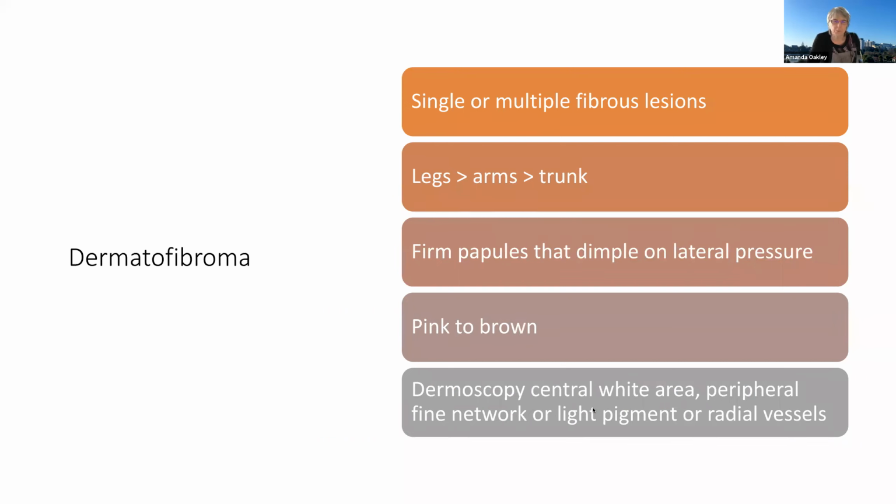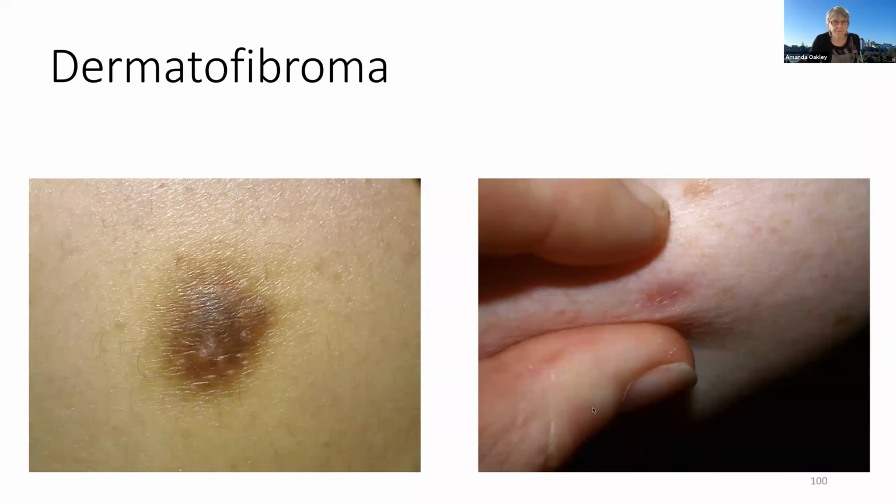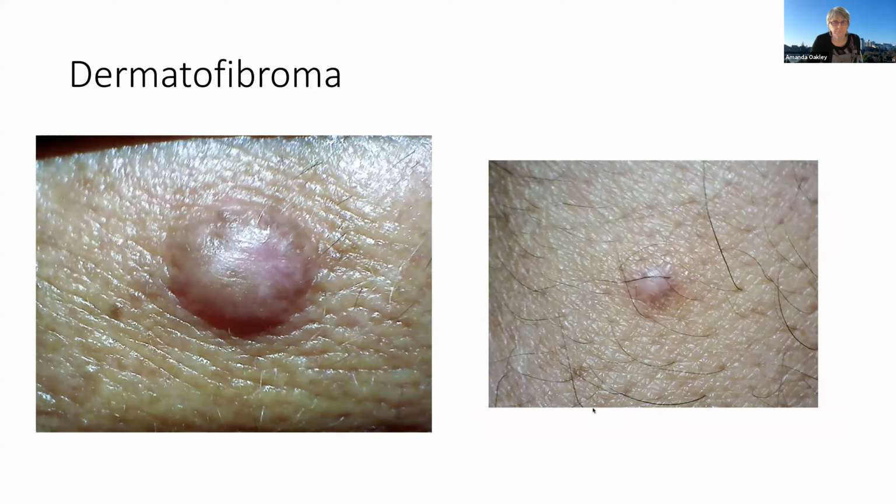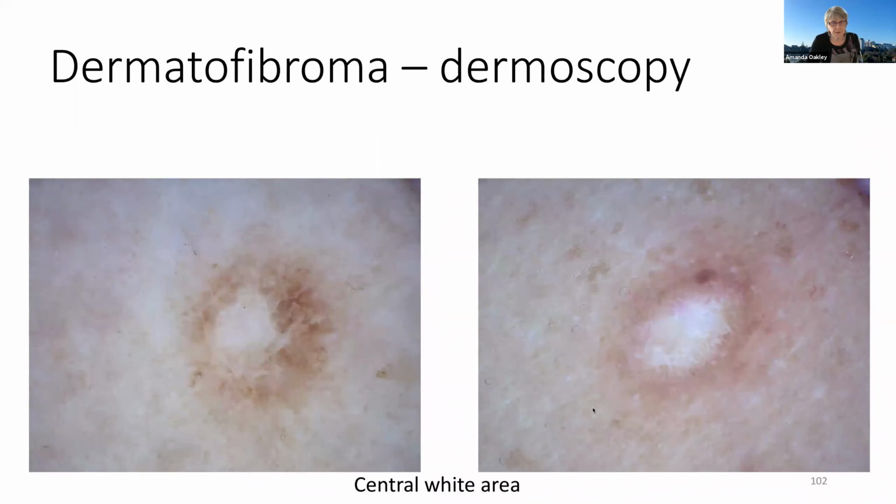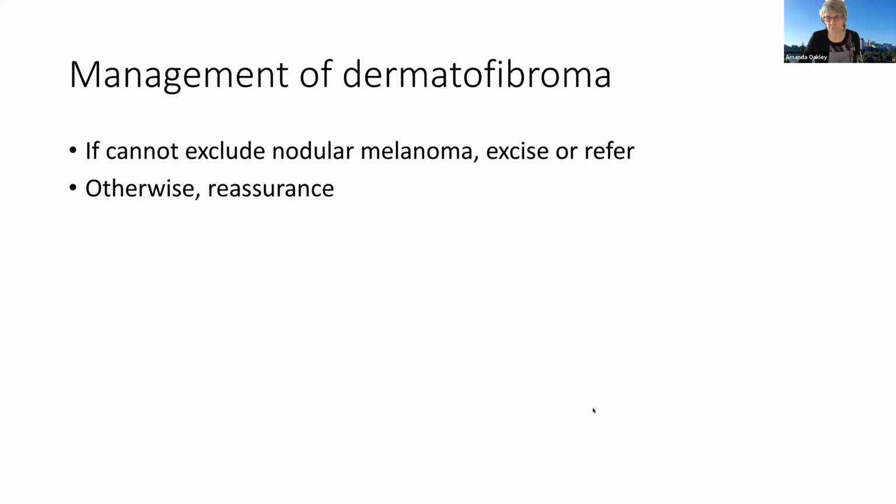It can be pink or brown. The dermoscopy often shows that the white area centrally is surrounded by a fine peripheral network of light pigment and radial vessels. So a firm lesion with crinkly skin that dimples on lateral pressure. On dermoscopy, the central white area is often quite prominent, particularly on polarized dermoscopy. The periphery is fading brown or pink, and we usually leave them alone if we've diagnosed them confidently.